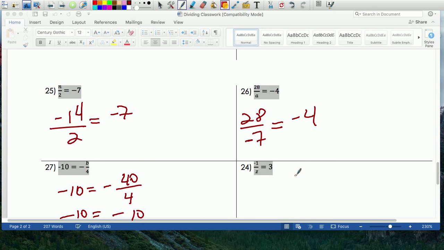Last one. What does this say? Negative 1. How do I read this? Negative 1 divided by a number equals 3. How do I go about making this somewhat simpler? Negative 1 divided by a number equals 3.